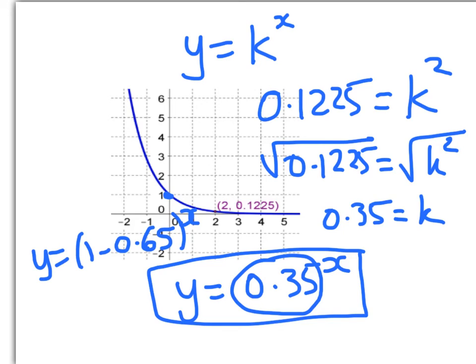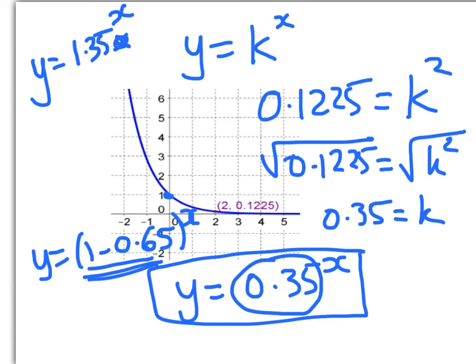So every time period or every change in x, we are reducing our current value by 65%. Okay, just as if we had y equals 1.35 to the power of x. That would be increasing by 35% per time period. Okay, one last one to look at coming up.